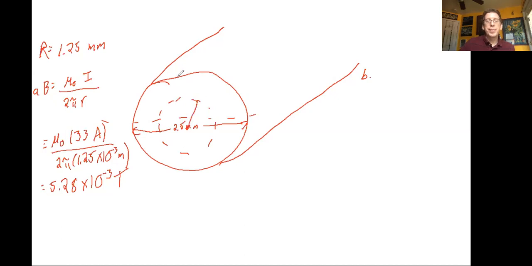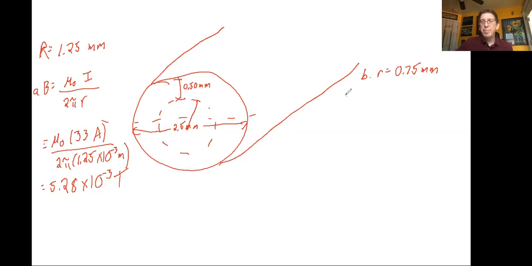Okay, so that's 0.50 millimeters, and so that's below the surface. So we want an Amperian loop. We're going to draw a circle around the center of the wire with the radius of 1.25 millimeters minus this 0.50. So small r, the radius of the Amperian loop, is equal to 0.75 millimeters.